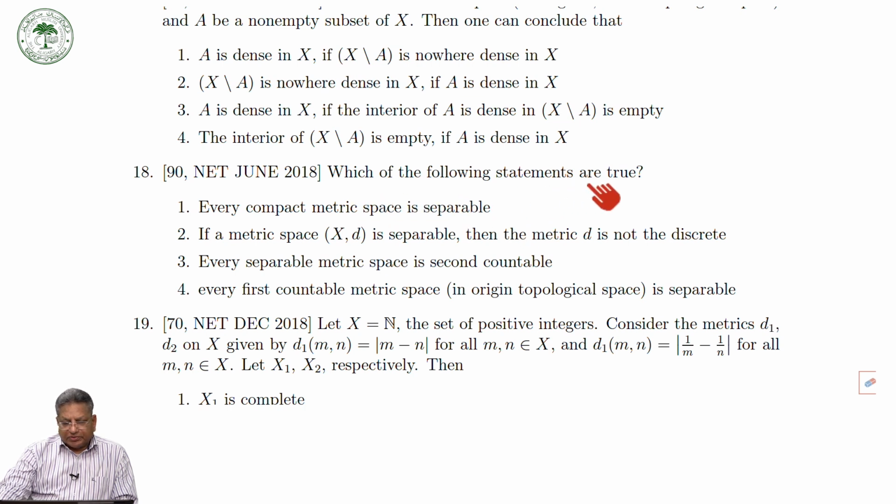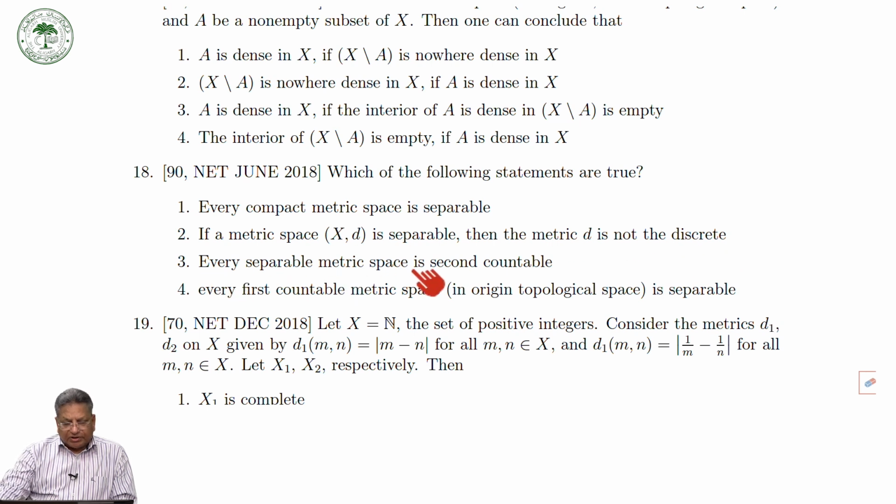Next: which of the following statements are true? Every compact metric space is separable. Yes, we have proved it is true. In a metric space (X, d), if X is separable, then the metric d is not the discrete metric. Can we say that a discrete metric space is separable or not? Separable means it has a countable dense set. So it is separable if and only if X is countable. Otherwise, it is not true.